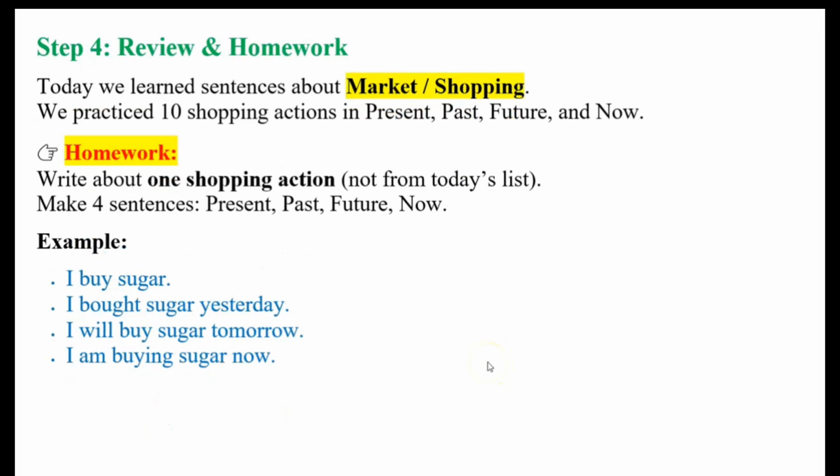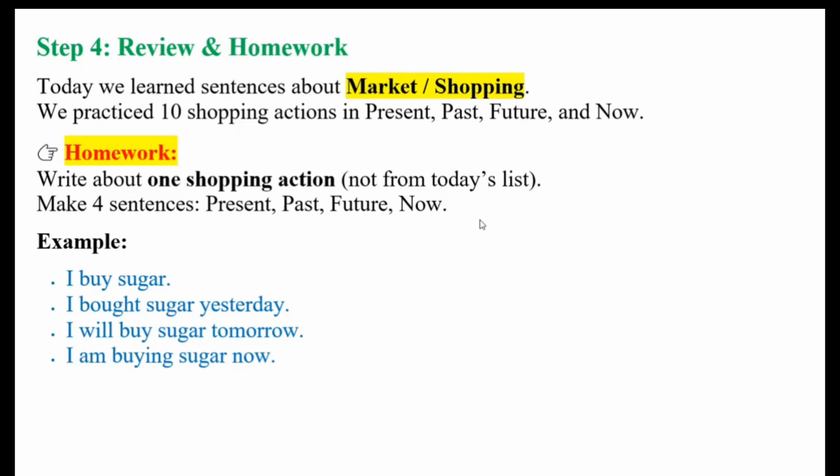So, review and homework. Today we learned sentences about market shopping. We practiced 10 shopping actions in present, past, future and now. Homework, friends. Write about one shopping action not from today's list. Make 4 sentences: present, past, future and now.